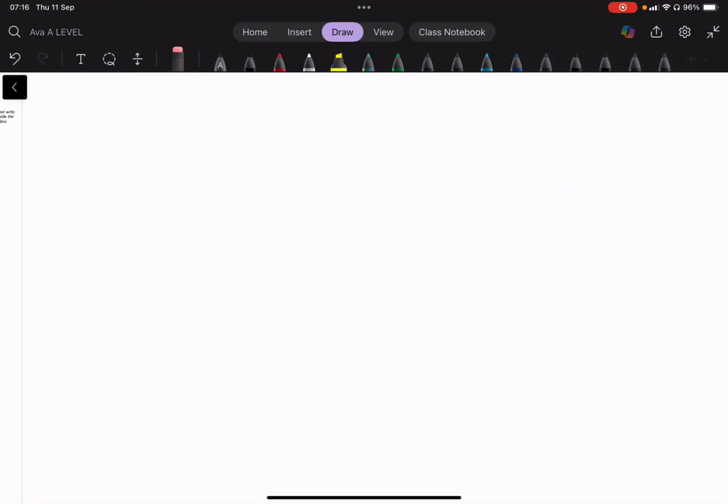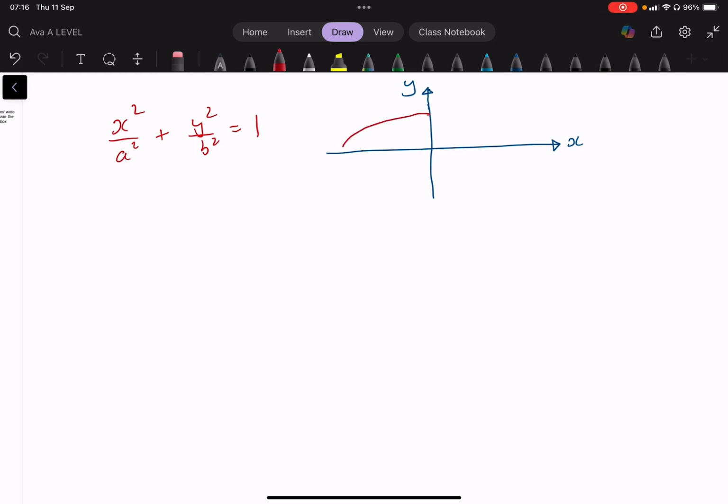Here we have an equation for an ellipse. An ellipse is an elongated circle. The planets have an elliptical motion, not a circular motion. And it's just exaggerated. So that's A, and that's negative A, and this is B and negative B.